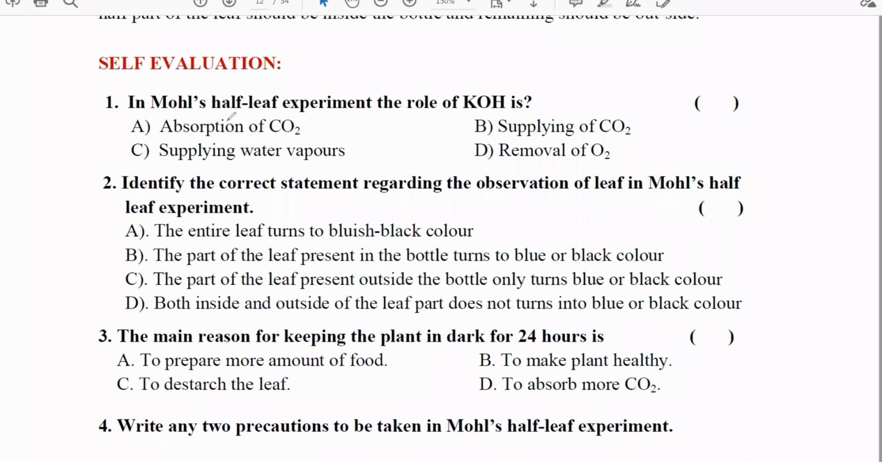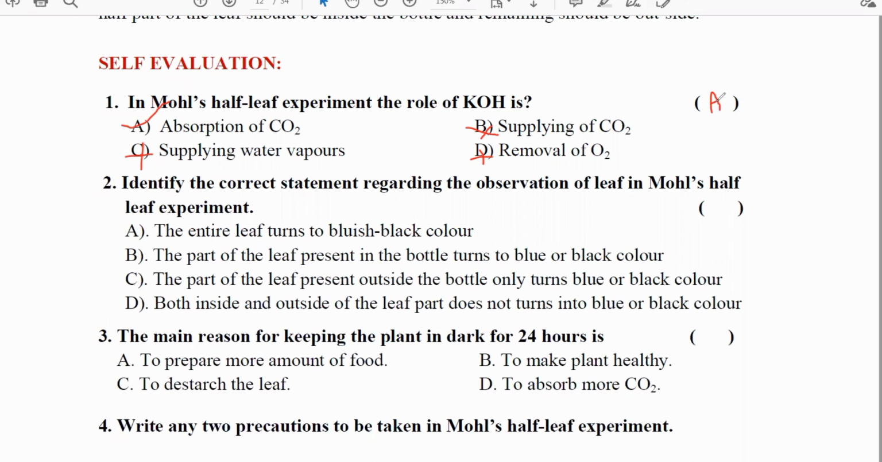In moles of leaf experiment, the role of KOH is absorption of CO2. A is the correct one. B is wrong. C is wrong. D is wrong. KOH absorbs the CO2. Hence the answer is A.